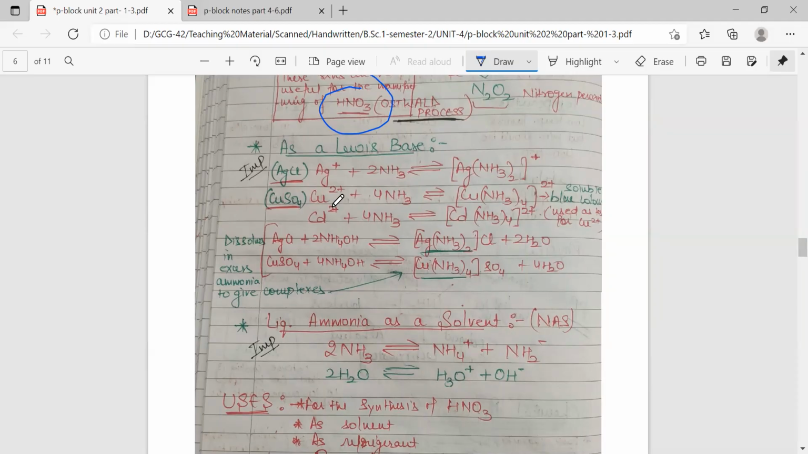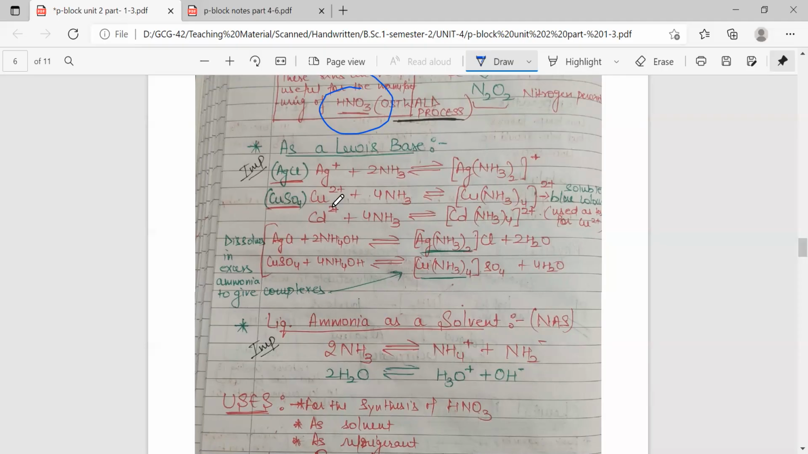Now this blue color is due to a soluble complex, that is copper tetraammine. This is blue in color. So if we have copper sulfate, or some salt of copper, we treat it with ammonia and we get the formation of a blue color, which indicates the formation of copper tetraammine. So this is the confirmation test for the detection of copper in that particular solution.